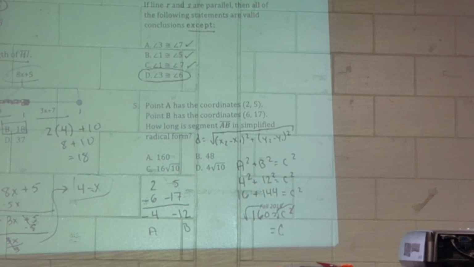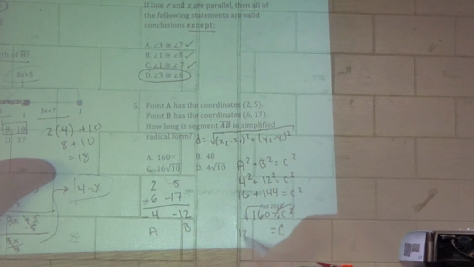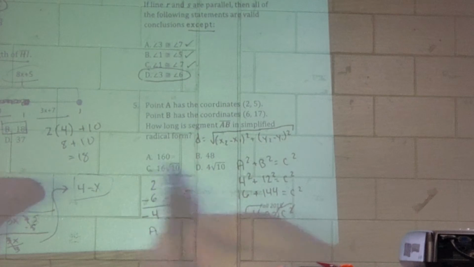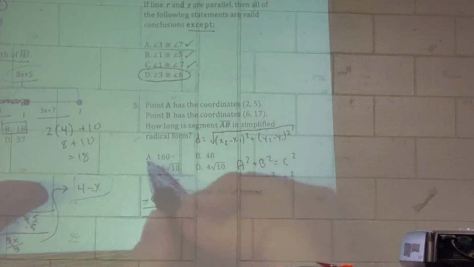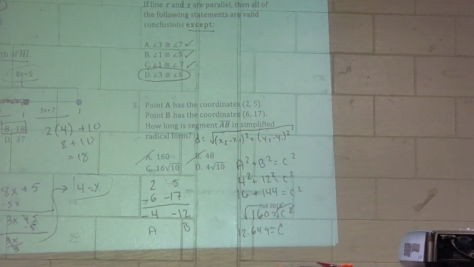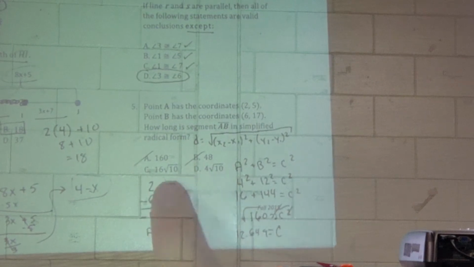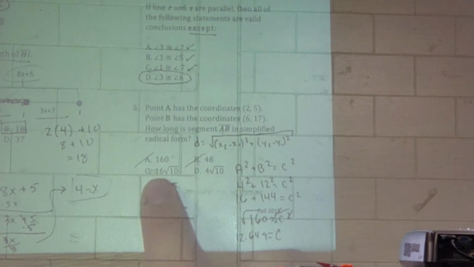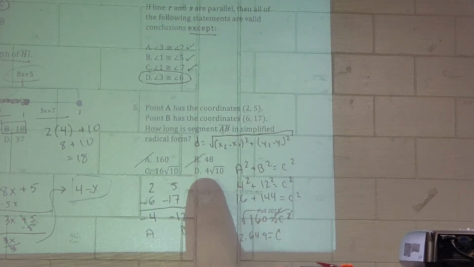You could take the square root of 160, which is 12.649, and then you could just try all these answers out. Well, obviously 160 and 48 do not equal 12.649, so I can cross A and B out. We know it has to be one of these two, and all these two state is take the square root of 10, multiply it by 16. Take the square root of 10, multiply it by 4.